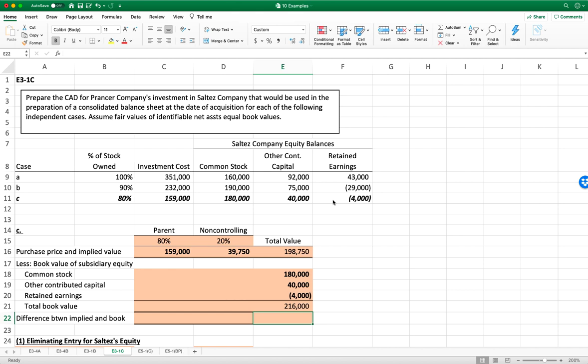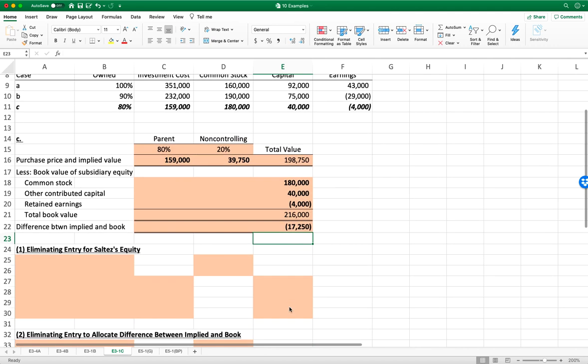So right away we can see something is different because this is going to be the first time that our book value is higher than our implied value. So when we calculate our difference between implied and book, we're going to get a negative number. And so that's new. We didn't have that happen before. So let's go right to our eliminating entries. We're going to follow the same kind of steps we did before. We know we want to get rid of our investment in S, and that's going to be a credit.